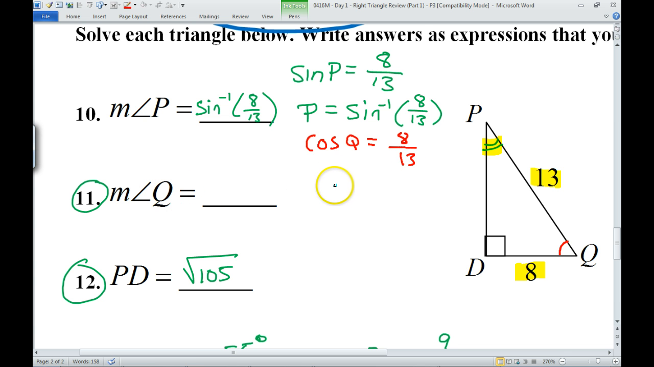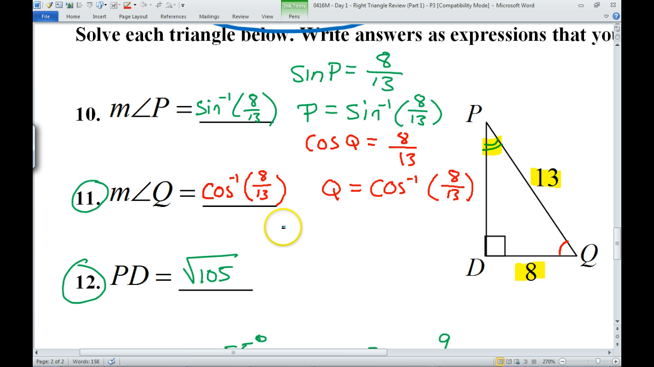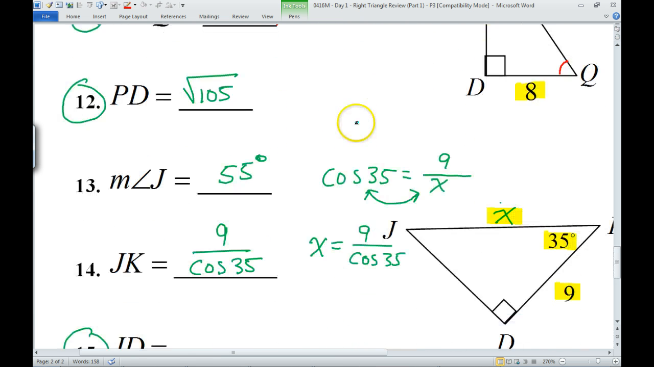So if I want to find the measure of angle Q, I would just say that Q is equal to the inverse cosine of 8 over 13. So again, when I want the angle and the other angle isn't given, that's when I use inverse trig functions. So I could put this in my calculator and get a decimal if the answers were decimals. But if the answers are expressions, this is what we would put down. Inverse cosine of 8 over 13. Let's look down and see what else we skipped.